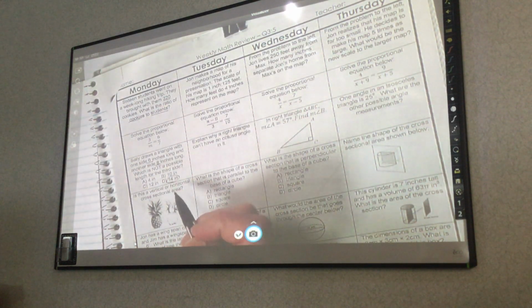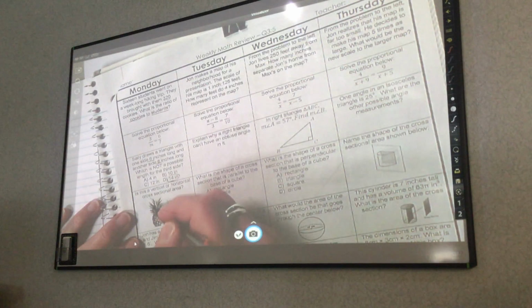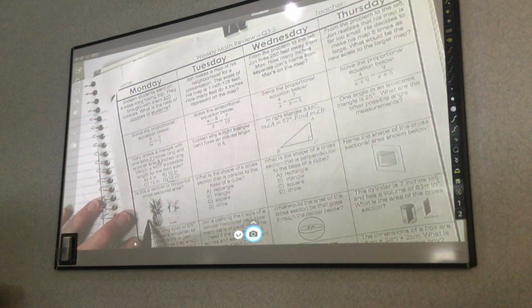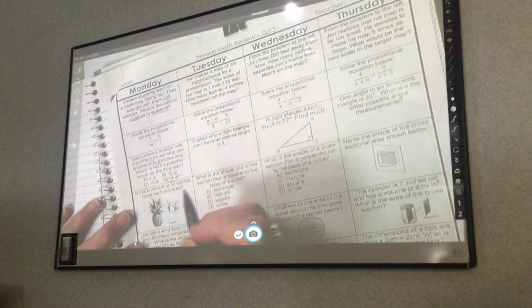Vertical or horizontal cross section. So we cut this pineapple. Is that vertical or horizontal? Vertical. Horizontal would be cut here, and it would look like a circle. So this is vertical.